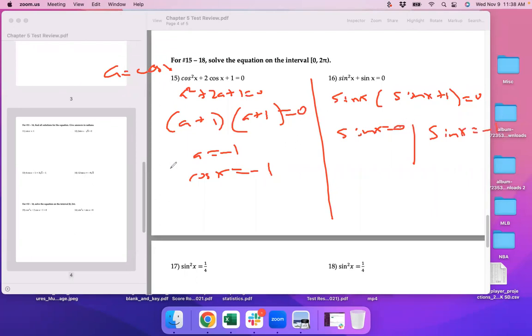Before I do the other two, let's finish off 15. So where's cosine going to be negative 1? I know that's going to happen at pi. And that's it. Here I know this is going to happen at 0. Also at 2 pi, but 2 pi is not included. So you have the interval notation there, so that's not included. And here, x is going to equal 3 pi over 2. Sine x equals -1 at 3 pi over 2.